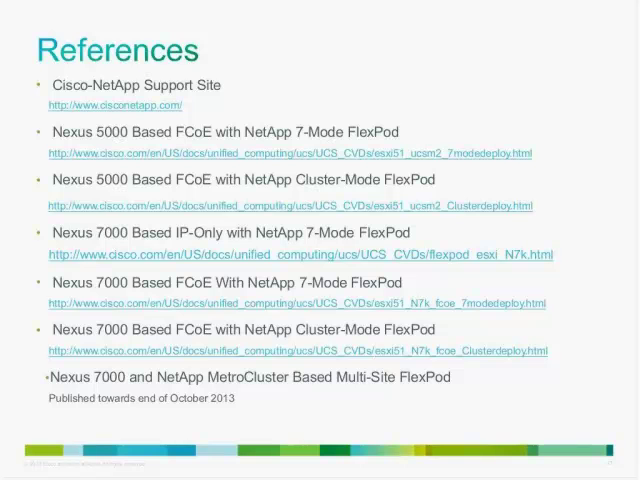The only thing which is not there today, and we are targeting end of October, which is next month, is the Nexus 7000 based multi-site Flexpod. The validation is complete, the CVD is under writing, and it's going through the corporate edits. If you have any immediate questions on this design, you're more than welcome to ask them now or to ask the expert forum. But the validated design will be out towards the end of October.